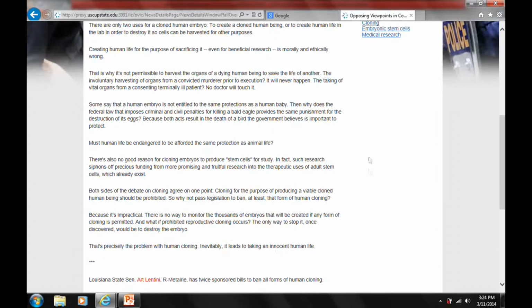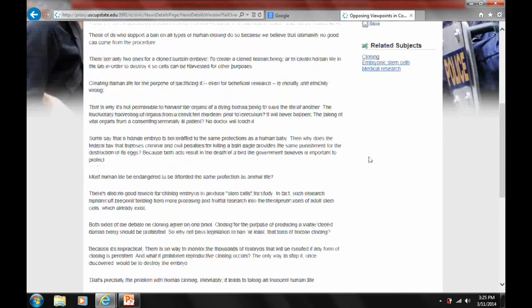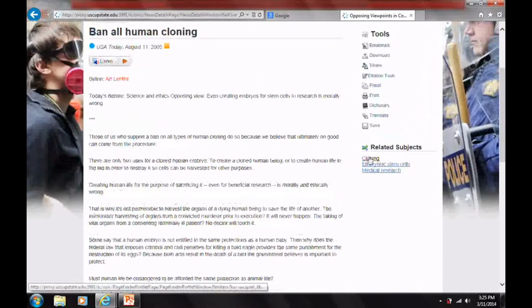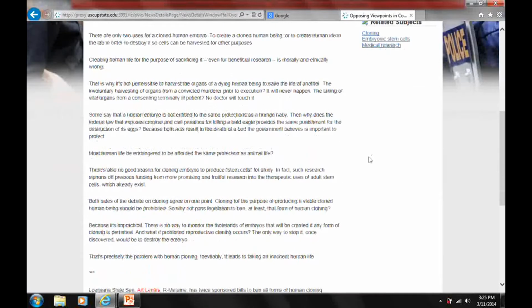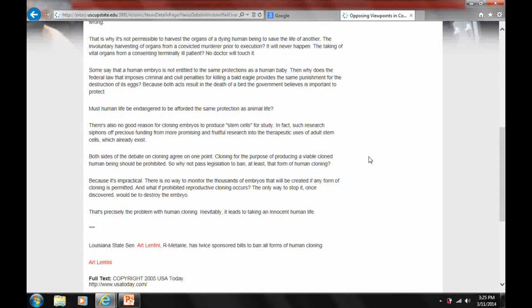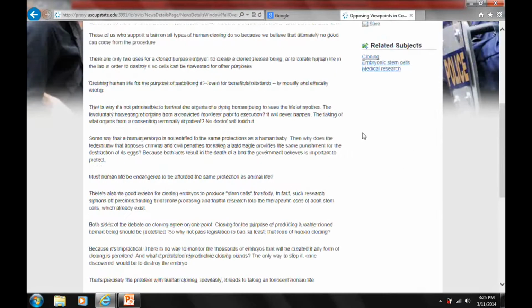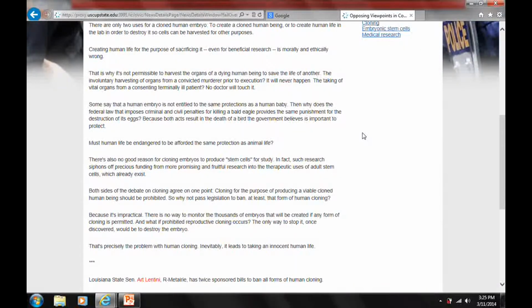So here we have this opinion piece on human cloning, and this particular source is saying we must ban all of it because there's so many problems with allowing any form of it. So now let's look at what we're supposed to do.